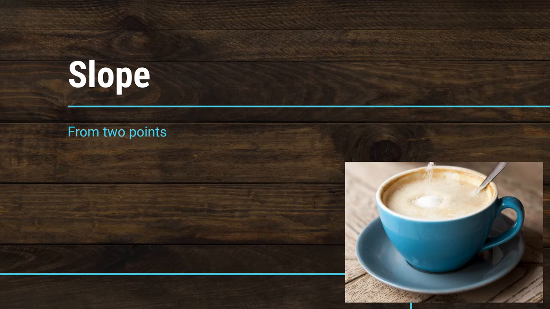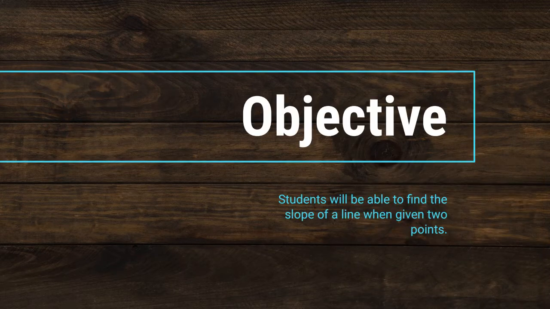Today we're going to be talking about finding the slope when we're just given 2 points. And our objective for today is exactly that. Students will be able to find the slope of a line when given 2 points that lie on the line.